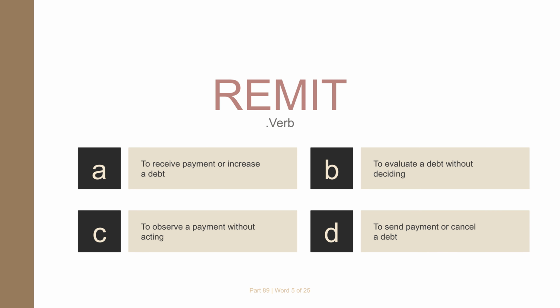Option A. To receive payment or increase a debt. Option B. To evaluate a debt without deciding. Option C. To observe a payment without acting. Option D. To send payment or cancel a debt.